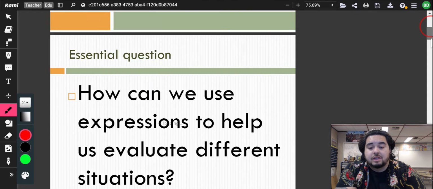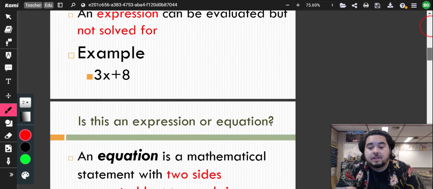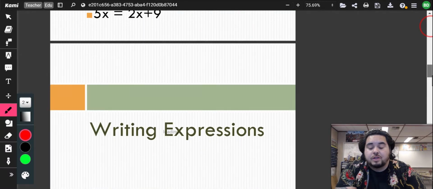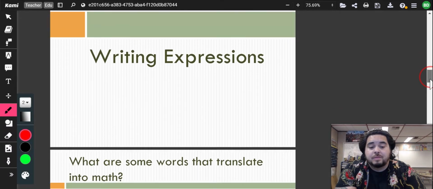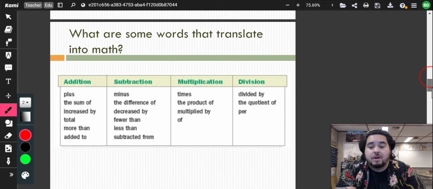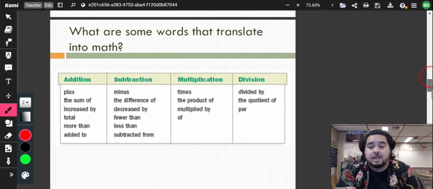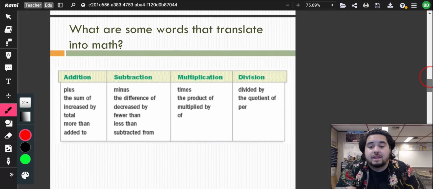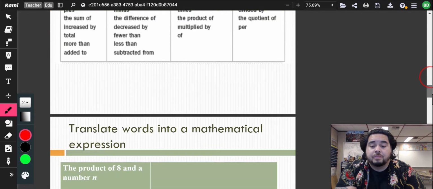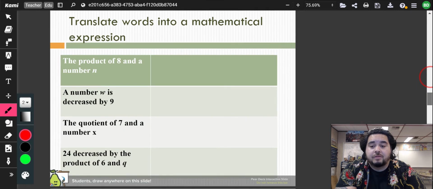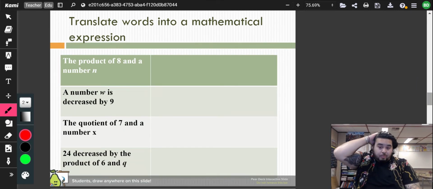So our first skill, we're going to be writing expressions. And again, what we're doing is we're looking at a situation and then we're going to be translating that into a mathematical expression. So some of the key words we're going to be looking for to figure out what operation we're using: addition, subtraction, multiplication, division, we've gone over in class. So when you look at these, this is kind of not a comprehensive list, but a list of words that we're pulling from.